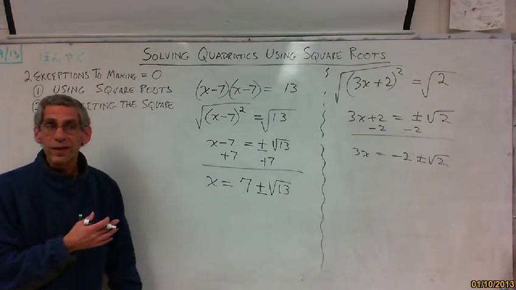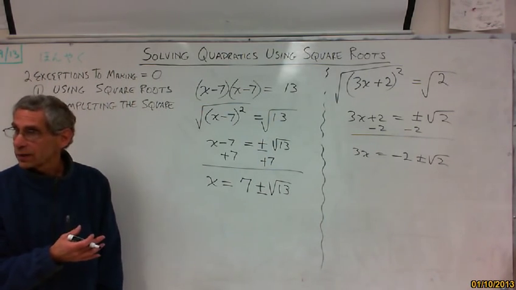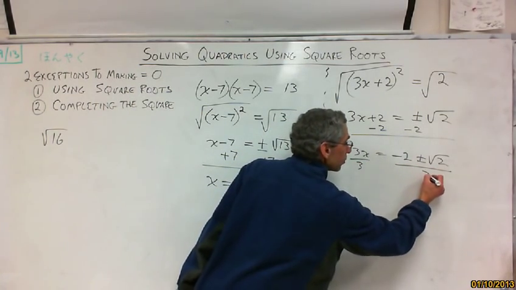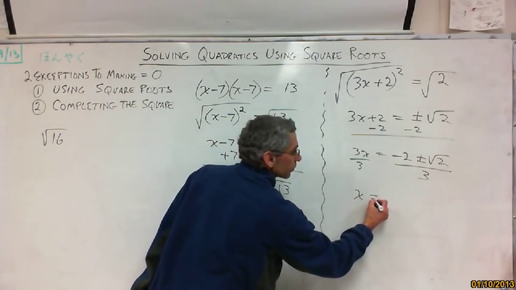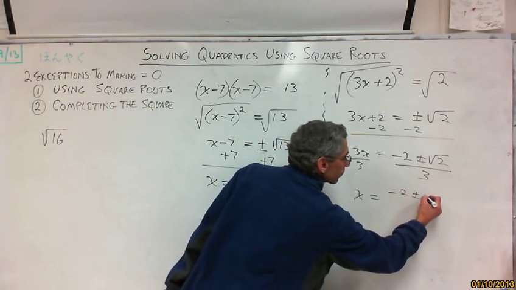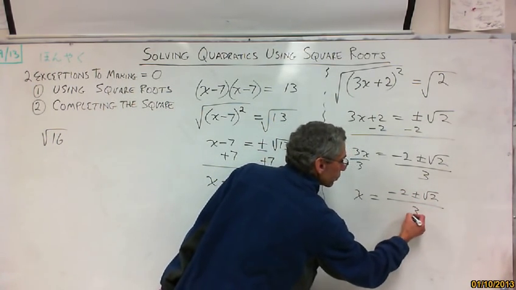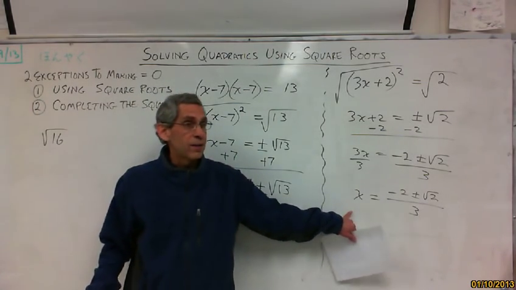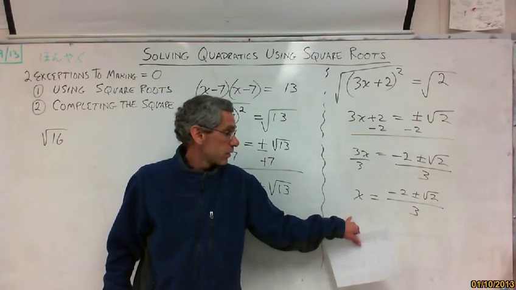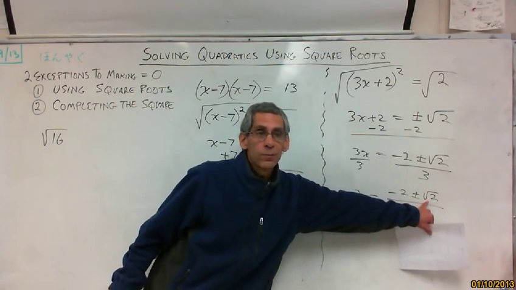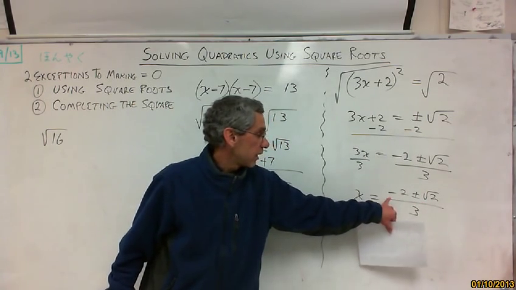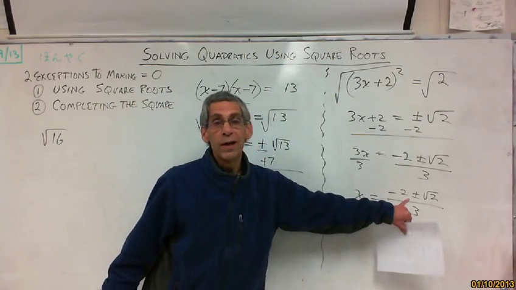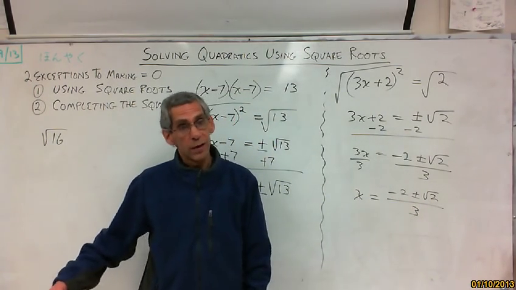Now look, I have 3x. I don't have x. I want to know what x is. So I'm going to divide by 3. So that's my answer. x is negative 2 plus or minus the square root of 2, over 3. And if I had to graph it, I would get out my calculator and figure out the approximate value of the square root of 2. And I would say negative 2 plus that, divided by 3. That would be one of my answers. And then negative 2 minus that, divided by 3. That would be another answer.